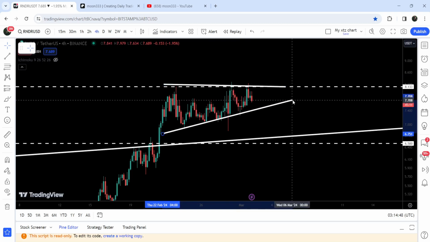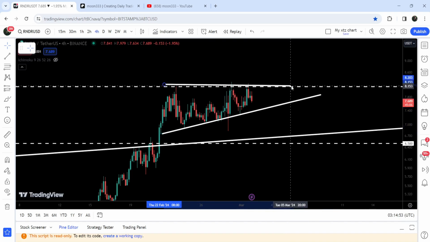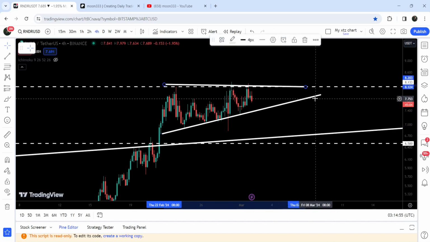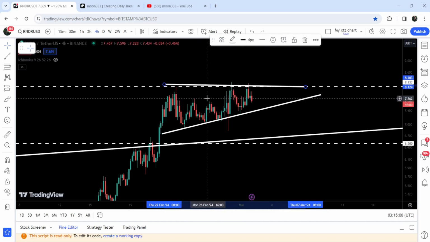The support is the same, this upcoming uptrend line support. And here we have the horizontal resistance at $8.13. And now we need to break out this resistance in order to continue this rally.